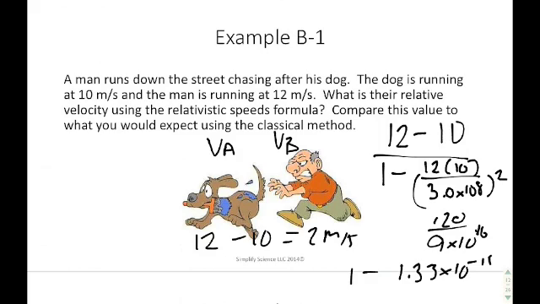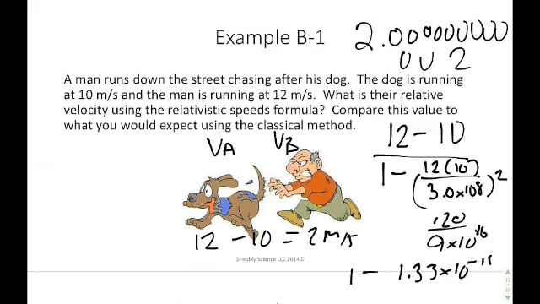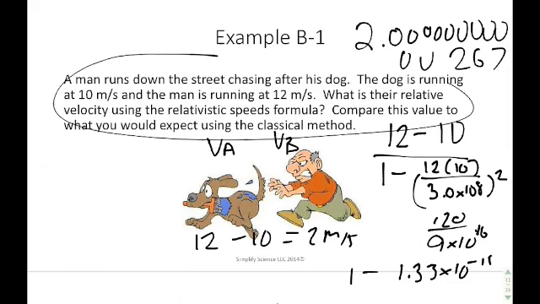But just to hold true, if we take this number and we take 12 minus 10 and then divide it by that number, we would get, let's see, gotta find that button on my calculator, 2.000000. Let's see, there's 14 zeros. So 14 zeros, I'm not even going to write 14 zeros. And then a 267.